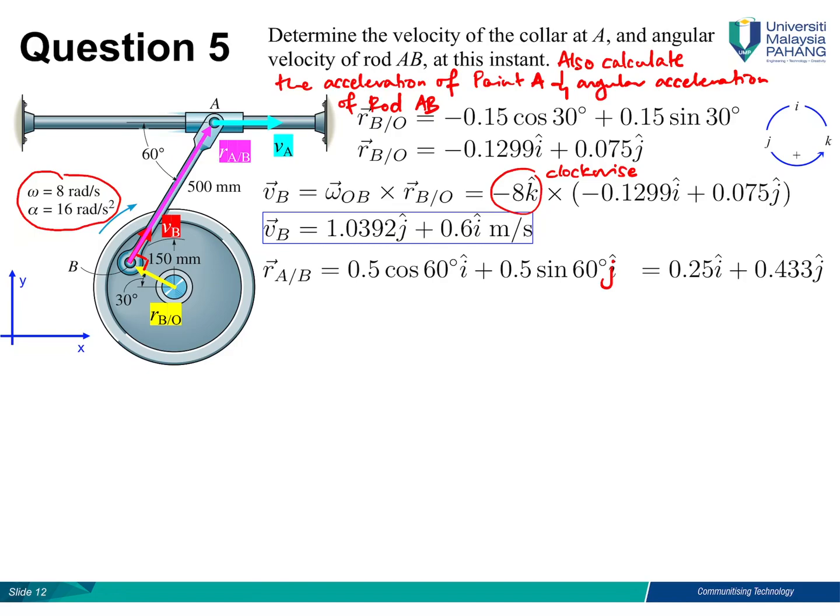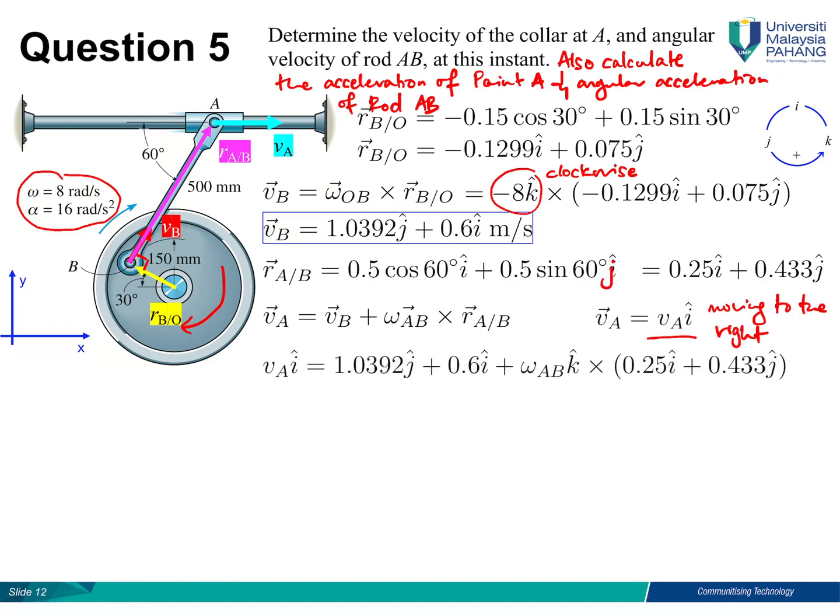We know that VA is pointing to the right because this thing is moving in a clockwise direction, so definitely point A is moving to the right. VA then equals VB plus omega AB cross product RA/B. And we also know that VA is equal to VA I, positive because it is moving to the right.